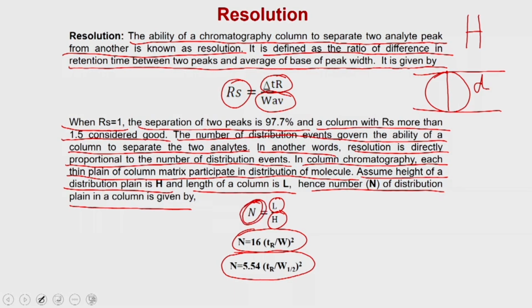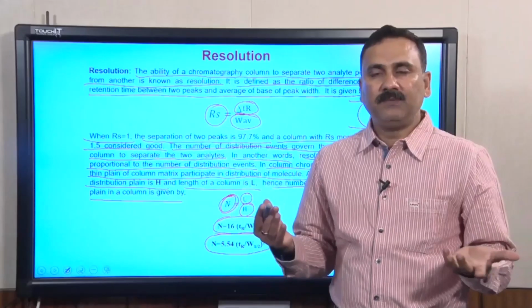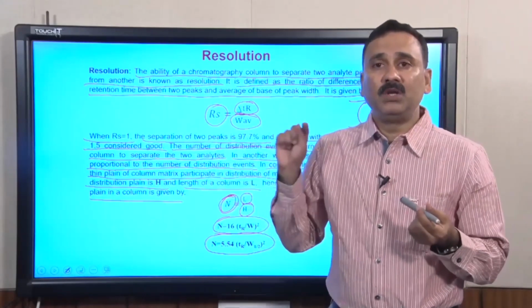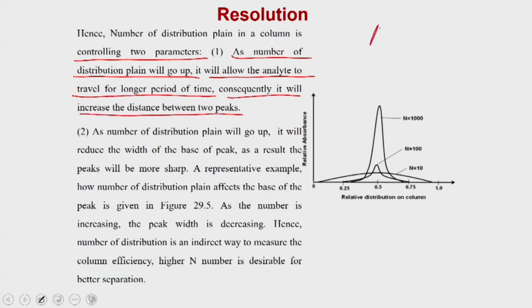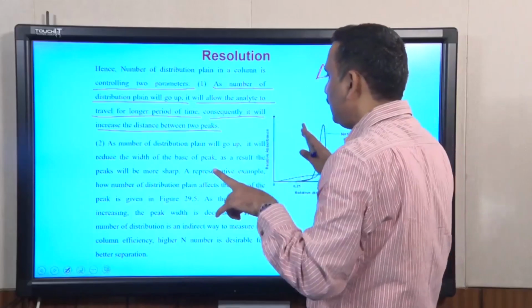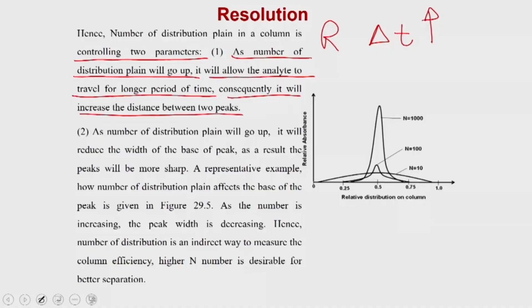And how is n controlling the resolution? n is controlling the resolution in two ways, through two parameters. As the number of distribution planes goes up, it allows the analyte to travel for a longer period of time. Consequently, it increases the distance between the two peaks, which means it increases the delta t between the two peaks. If you increase the delta t between the two peaks, you increase the resolution, because resolution is directly proportional to the delta t.